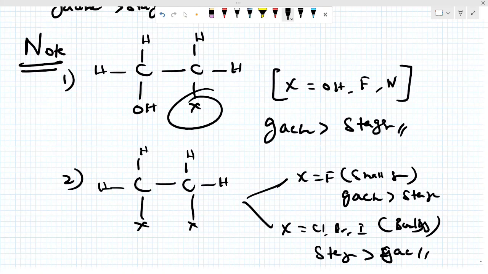In the case of halogens, chlorine, bromine, iodine are bulky groups. They also form hydrogen bonds, but compared to the hydrogen bond, they undergo repulsion, and the repulsion dominates over the hydrogen bond. Therefore, in that case, with chlorine, bromine, iodine, due to the bulky groups, the staggered form is more stable compared to the skew or gauche form. This is very important. This is about today's class.